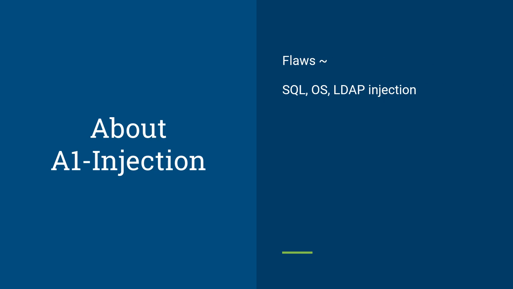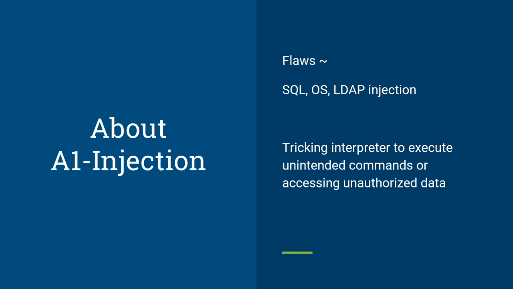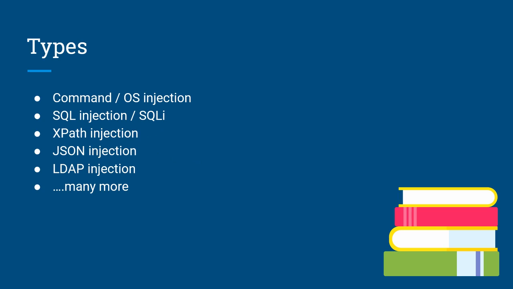A1 injection flaws such as SQL, OS and LDAP injection occur when untrusted data is sent to an interpreter as a part of a command or a query. The attacker's hostile data can trick the interpreter into executing unintended commands or accessing unauthorized data. There are different types of injections such as command or OS injection, SQL injection or SQLI, XPath injection, JSON injection, LDAP injection and many more. We will discuss SQLI, command and JSON injection in detail.